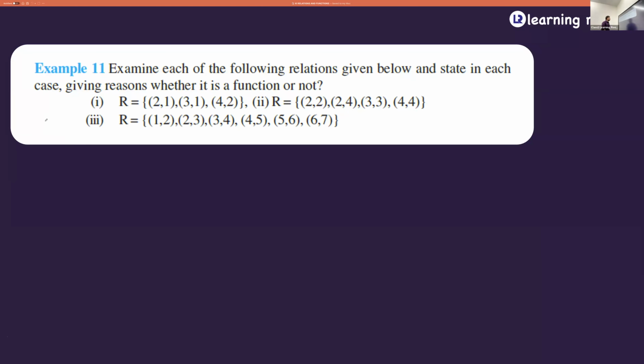Next. Example 11. Examine each of the following relations given below and state in each case, giving reasons, whether it is a function or not. When they give something in the roster form, the only thing you need to do is take two distinct ordered pairs and look at the first element. If the first elements are same, not a function. If they are not same, it's a function. So observe this.